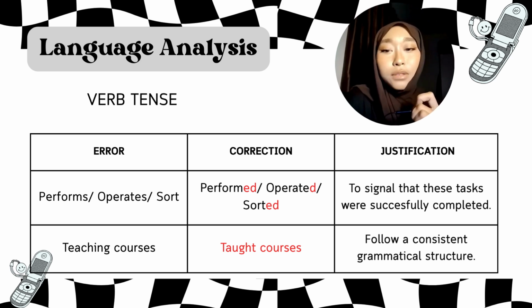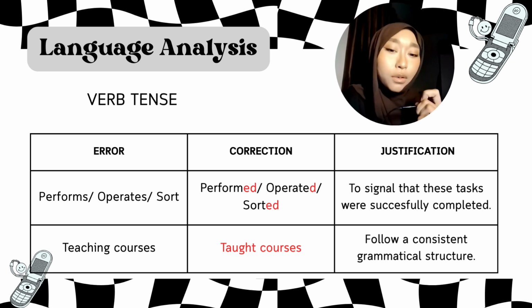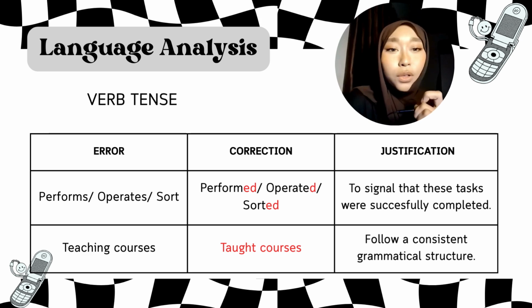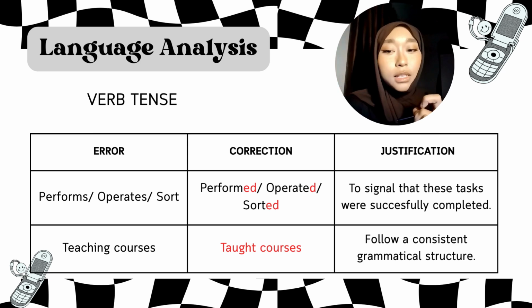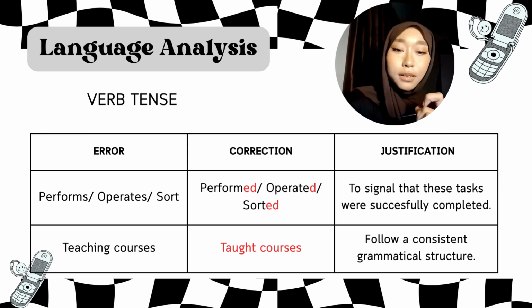And the second one is teaching courses that I corrected into taught courses, which also has the same reason, because when she says performed, operated, and sorted, the following grammar also has to follow the tense, which is the past tense. And that is why I changed it into taught courses instead of teaching courses.